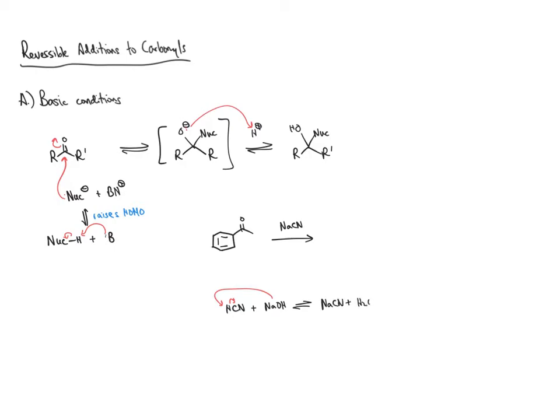plus water. And so now sodium cyanide is deprotonated, and so in the first step we can get nucleophilic attack of the cyanide group onto the carbonyl to give us a tetrahedral intermediate, followed by protonation of that intermediate to give us the product. And so the product in this case is going to be this one, which is what we call a cyanohydrin.